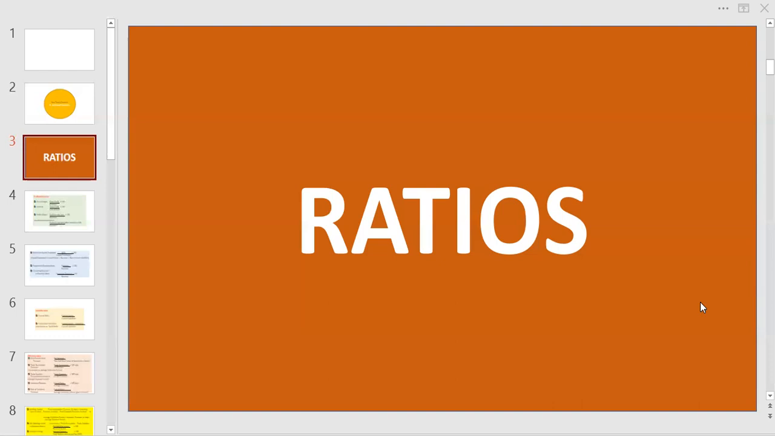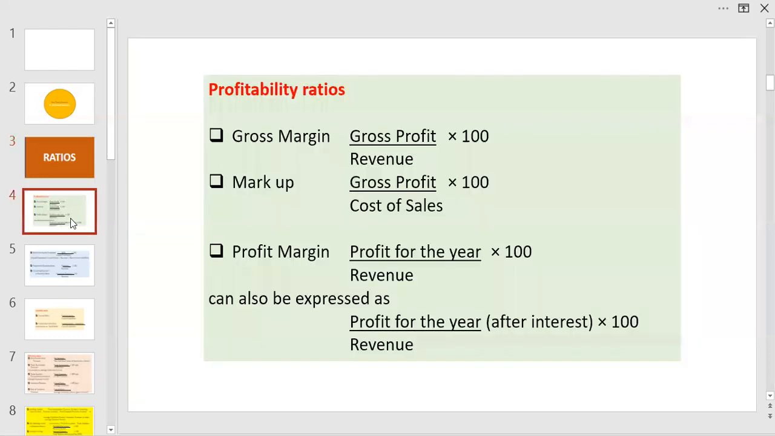Gross margin ratio will be gross profit divided by revenue or turnover into percentage. Markup is again gross profit, but this time by cost of sales into percentage. Profit margin ratio will be profit divided by the turnover into a percentage. Here, the profit can be interpreted or defined in different ways. For example, profit can be before the interest charge or maybe after the interest charge.